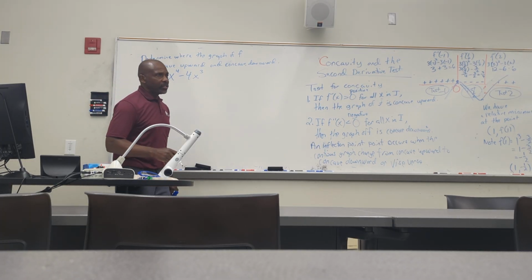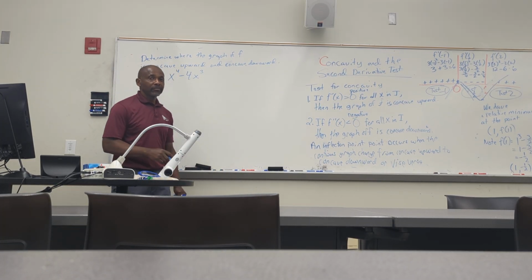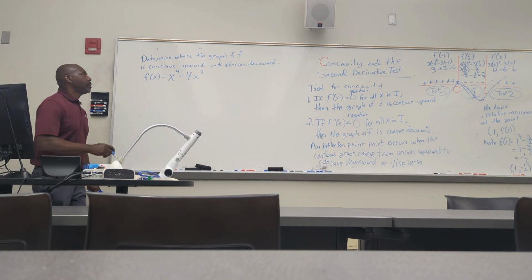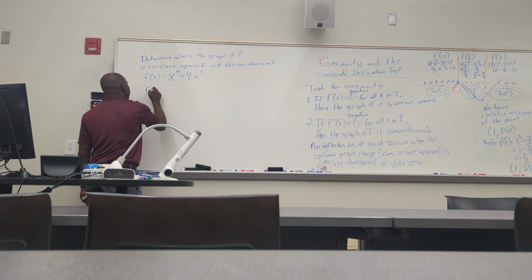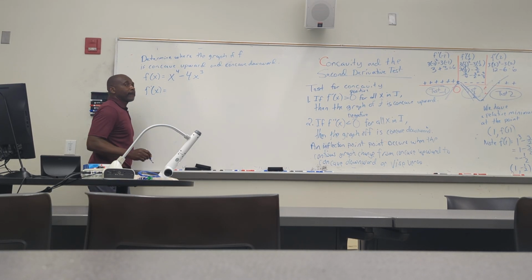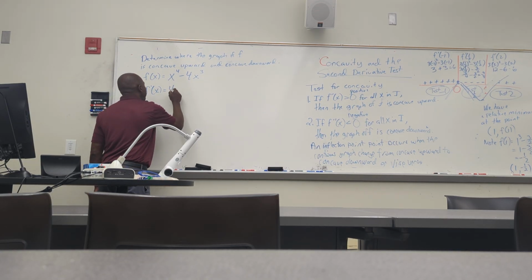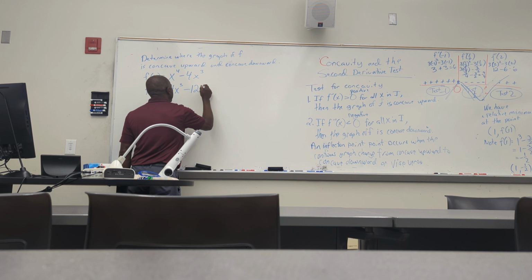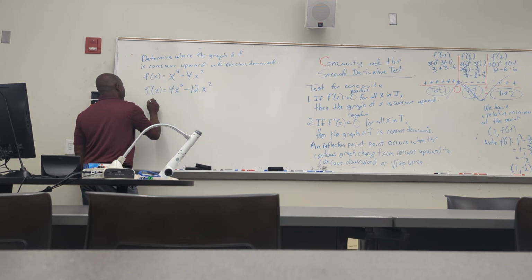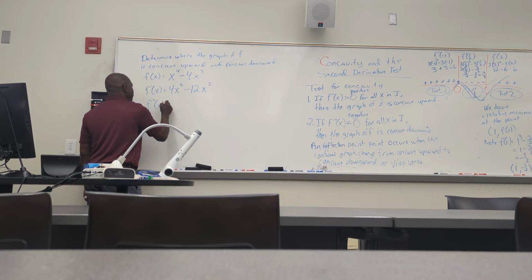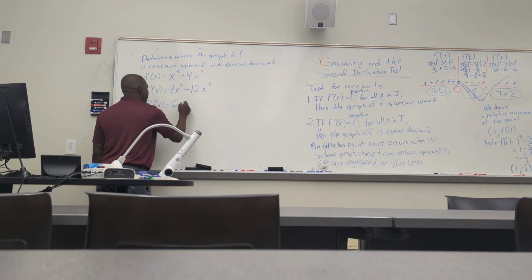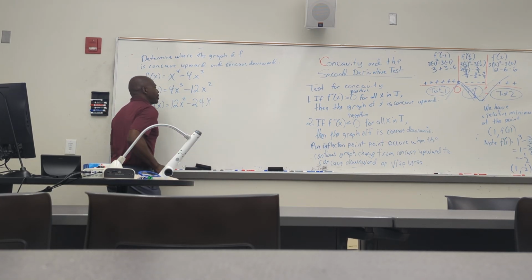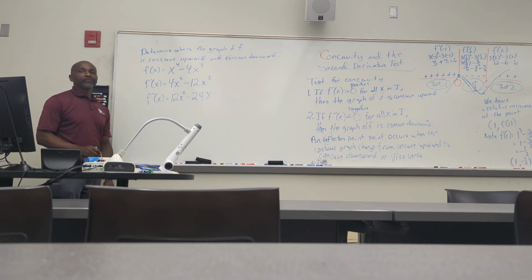Now, which derivative I tell you to test concavity? The second. So what we need to do? Find the first one, then take this. What's the first derivative? 4x cubed minus 12x squared. What's the second derivative? 12x squared minus 24x. What do I do with this then? Set it to 0.